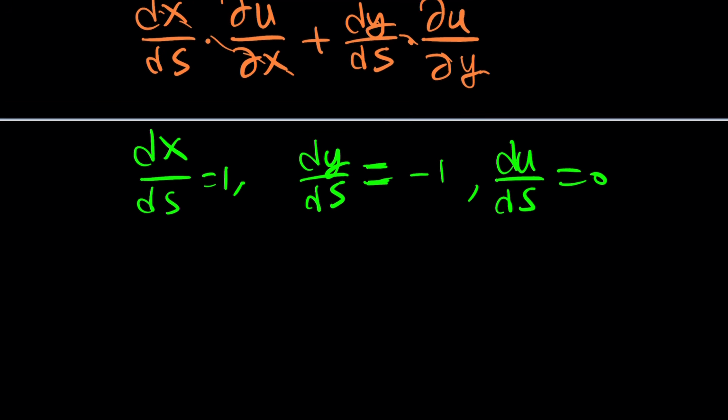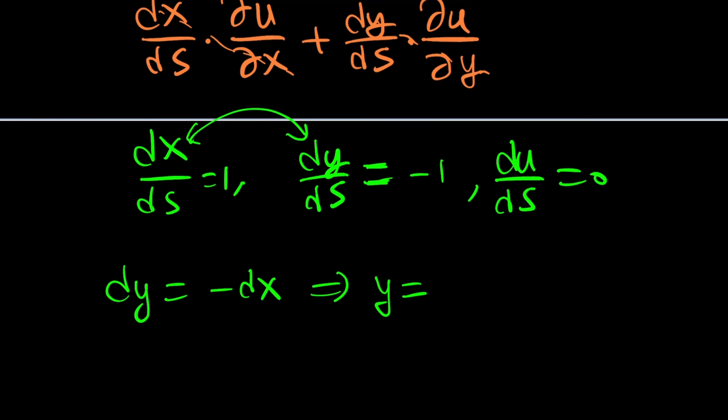Now, we're going to go ahead and solve each of these ODEs because they're very easy to solve. Obviously, from here, you immediately get dy is negative dx, right? If you compare them. And then from here, if you integrate both sides, y equals negative x plus a constant.